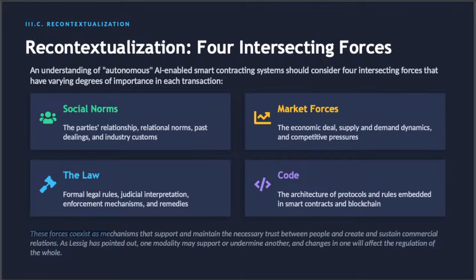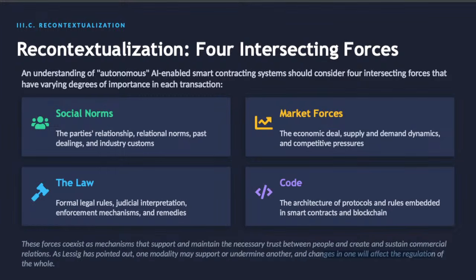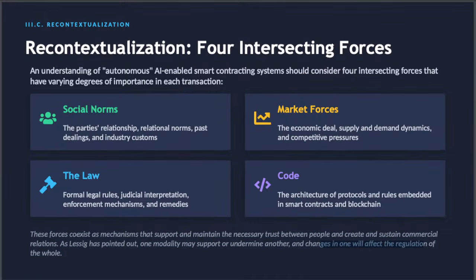Now, these forces coexist as mechanisms. These modalities are forces that support and maintain the necessary trust between people and create and sustain commercial relations. As Lessig pointed out, one modality may support or undermine another, and changes in one will affect the regulation of the whole. So by leaving social norms out, it affects the whole regulation of the smart contracts. As you see here, there are quite a few challenges for us to pay attention to.